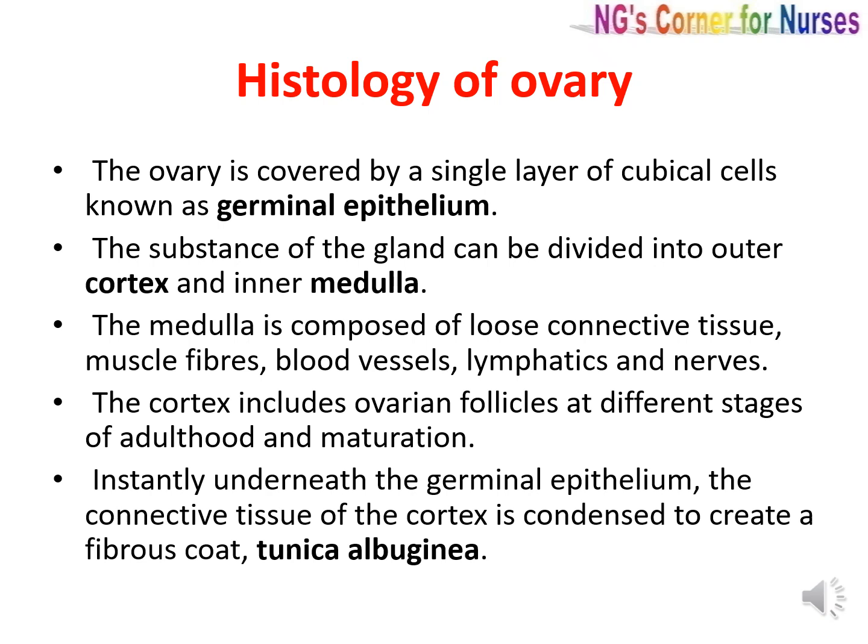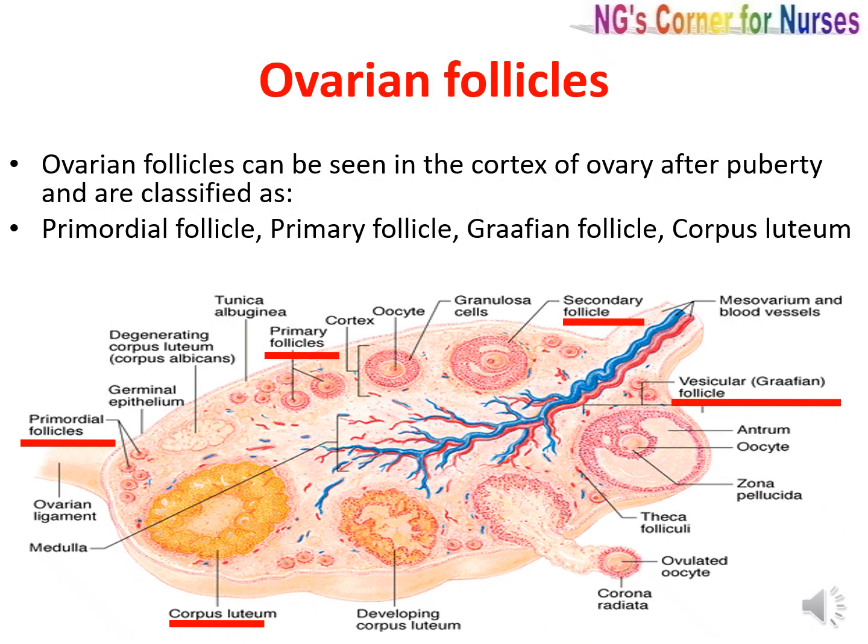And immediately beneath the germinal epithelium, the connective tissue of the cortex is condensed to create a fibrous coat which is known as tunica albuginea. So let's learn in detail about ovarian follicles. In the last slide, we have already learned that the cortex contains the ovarian follicles at various stages of development, and they can be classified as primordial follicle, primary follicle, Graafian follicle and corpus luteum.